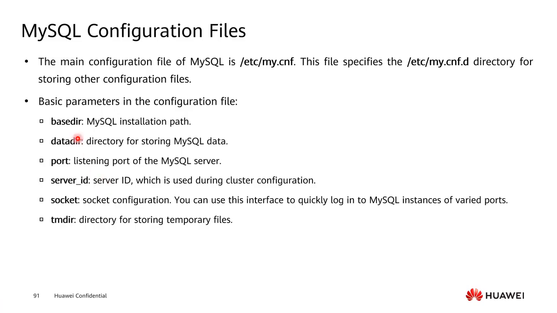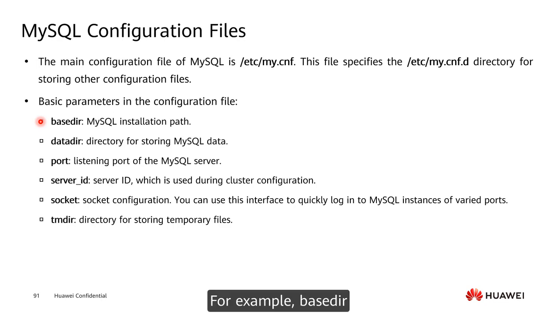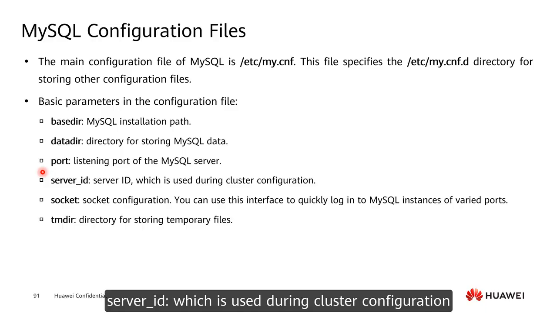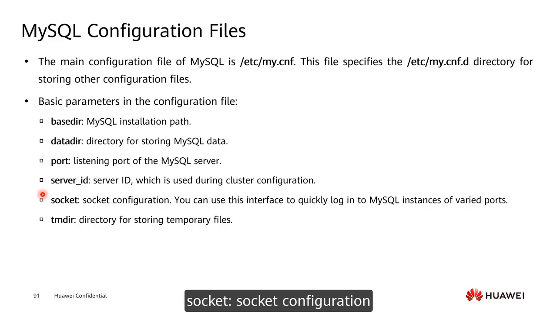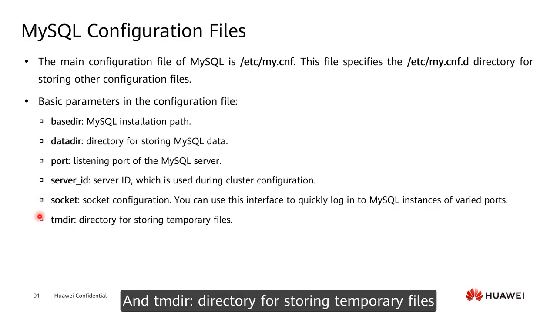For example, here we have a lot of basic parameters in the configuration file. For example, basedir is the MySQL installation path. datadir is the directory for storing MySQL data. port is the listening port of the MySQL server. server-id is used during cluster configuration. socket configuration: you can use this interface to quickly log into the MySQL instance without a port. And tmpdir is the directory for storing temporary files.